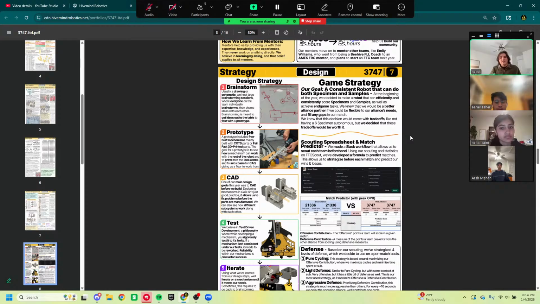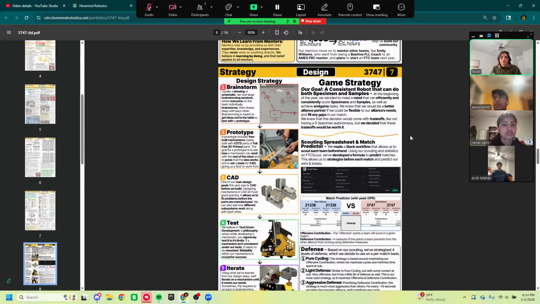Before we get to design, I want to say the split for this portfolio is 6 pages of outreach and 9 pages of robot, and I think that's a good split. I think that's what a lot of teams do. But you can do a different split, like 7 and 8, or 8 and 7.